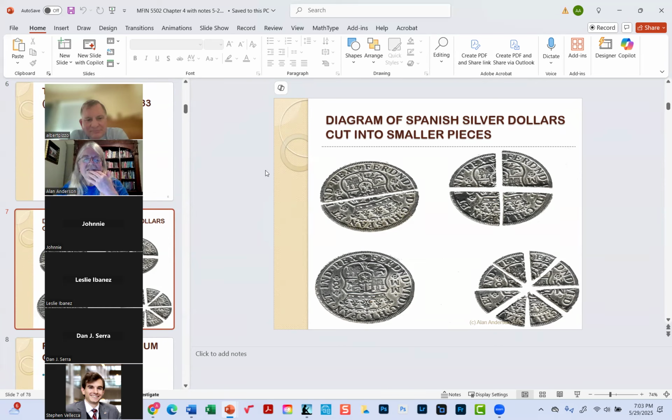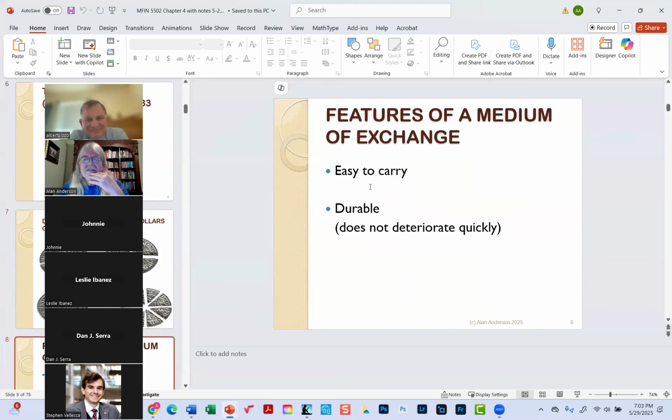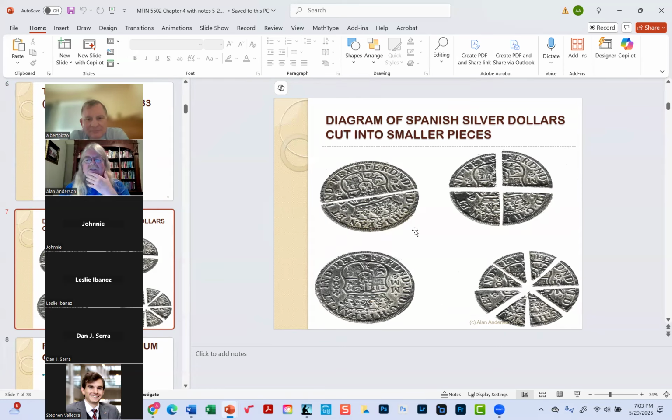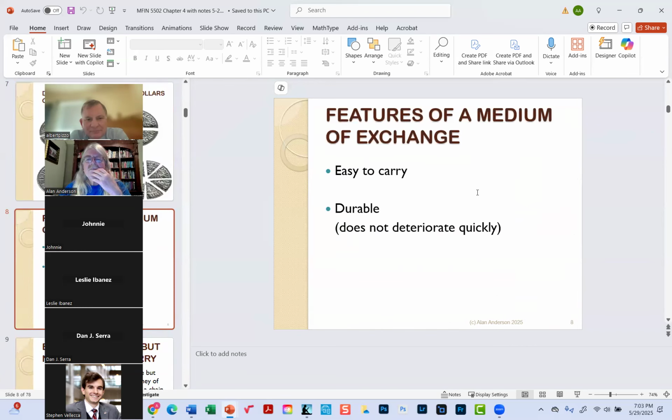Wow. So anyway, you can find these in museums sometimes. I mean, it's pure silver, which they were taking out of South America in those days. And so we also need money to be easy to carry and it needs to be durable.